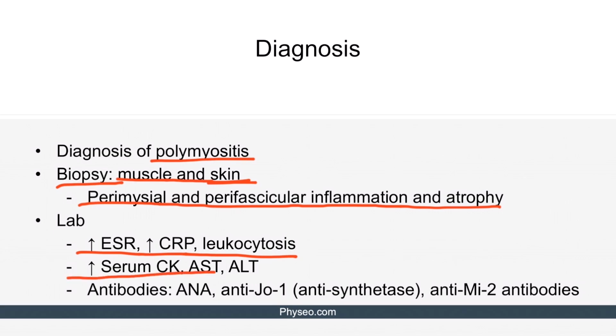CK will also be high, as well as ALT and AST. And you can also find anti-nuclear antibodies and anti-Jo1 antibodies and anti-synthetase antibodies. Now similarly, anti-Mi2 antibodies are usually present and they're associated with a better prognosis. So if you find this antibody in your dermatomyositis patient or your polymyositis patient, then they have a better prognosis.